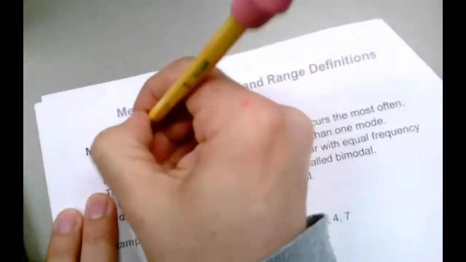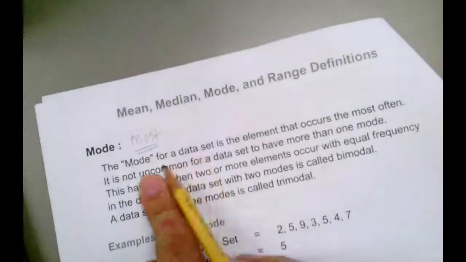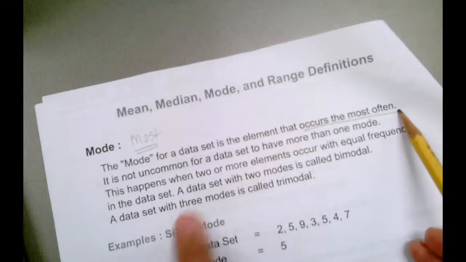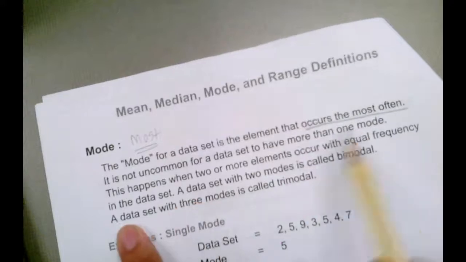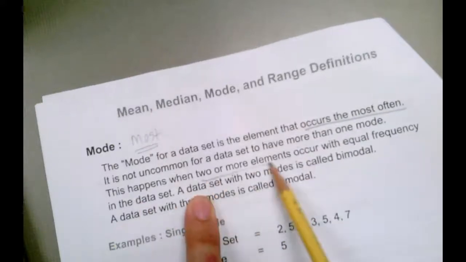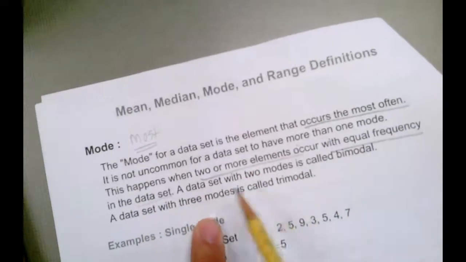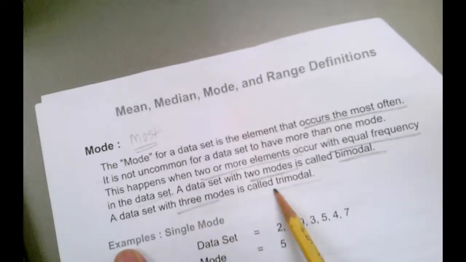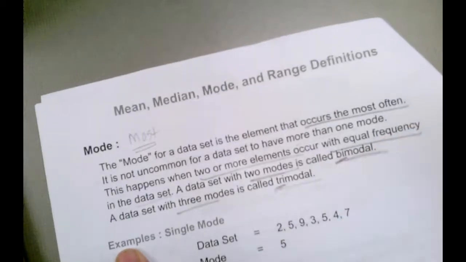Mode. Mode is most. Okay? So the mode for a data set is the element that occurs most often. It is not uncommon for a data set to have more than one mode. This happens when 2 or more elements occur with equal frequency in the data set. A data set with 2 modes is called bimodal. A data set with 3 modes is called trimodal. Because tri is 3, like a tricycle. Bi is 2, like a bicycle.